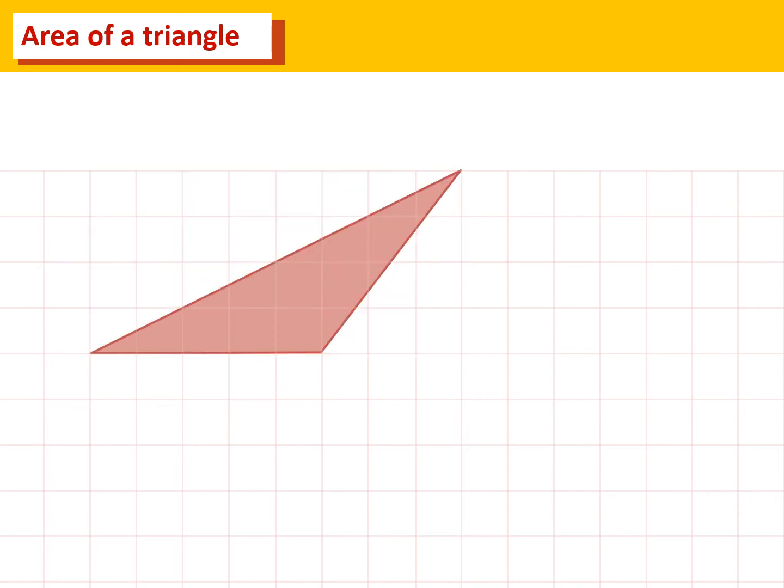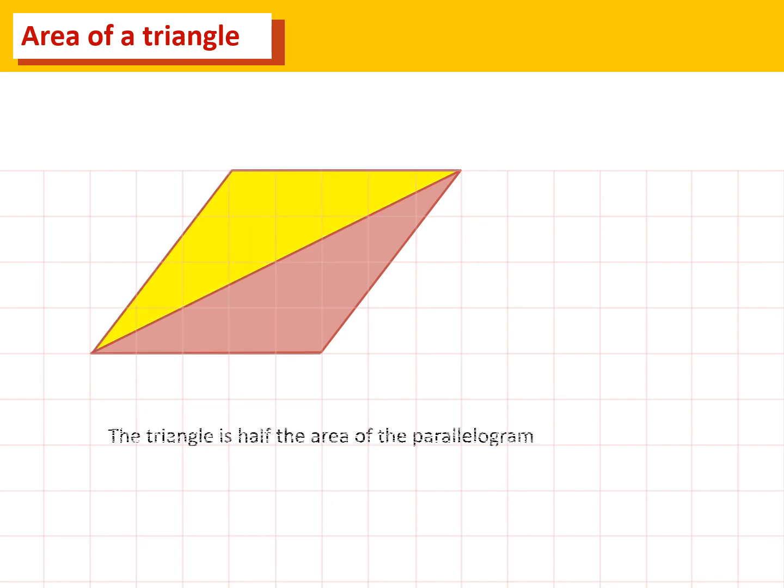And even if your triangle looks like this, if we draw exactly the same triangle but turned, so the yellow triangle you can see is exactly the same size as the original triangle, we've now formed a parallelogram. So our original triangle is half the size of the parallelogram, and the area of a parallelogram is base times vertical height.